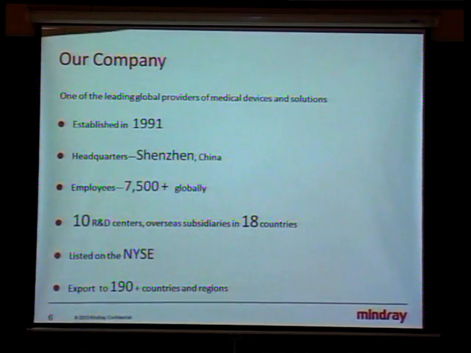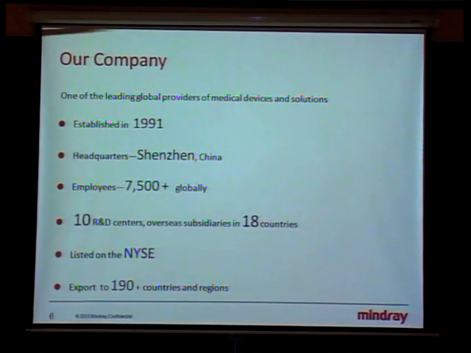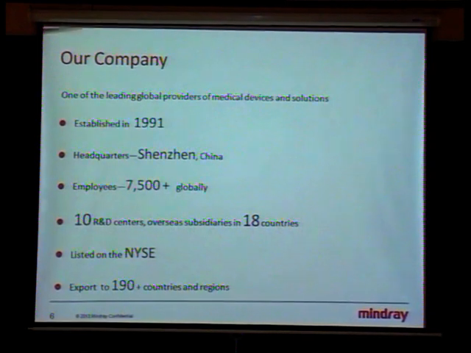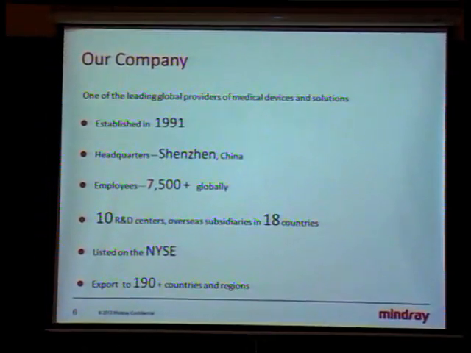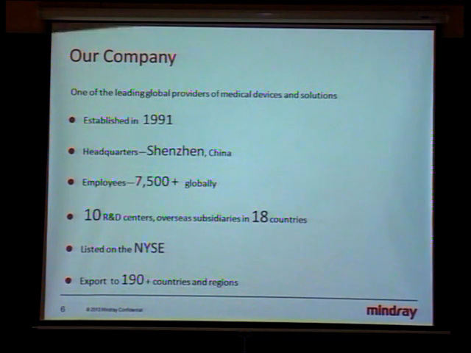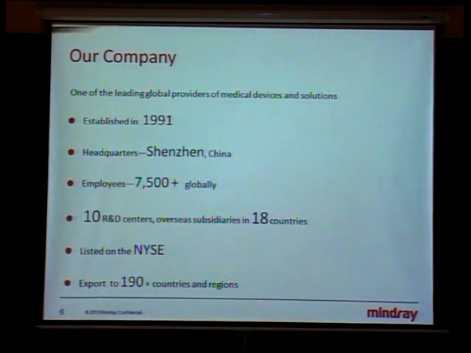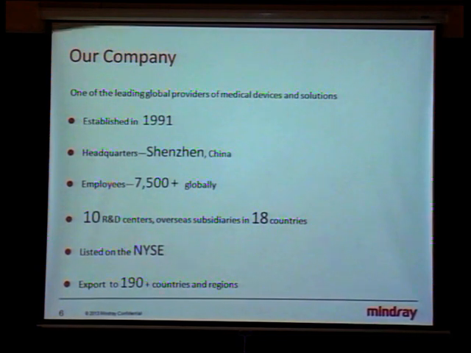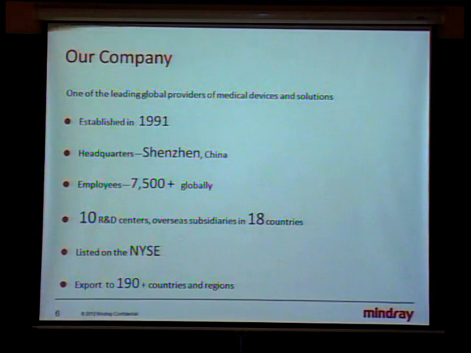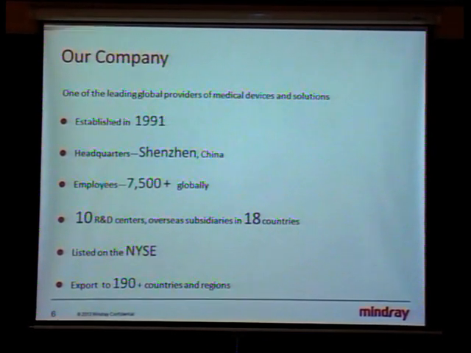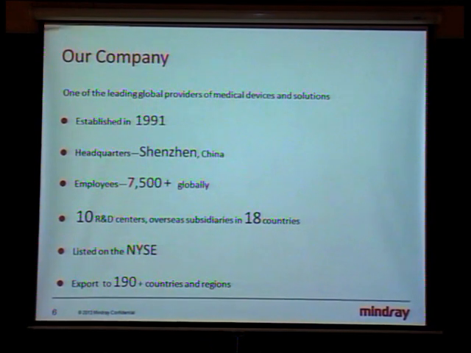Some facts about our organization. We were established in 1991. More than 8,000 employees globally, 10 research and development centers across the world, and we have 18 countries where we operate directly. Rest we operate through distribution. Our company is listed on the New York Stock Exchange. For some of you who are interested to make more money, you can look at the share price of our company, how it moves. It moves pretty fast. It moves probably faster than the bigger companies.